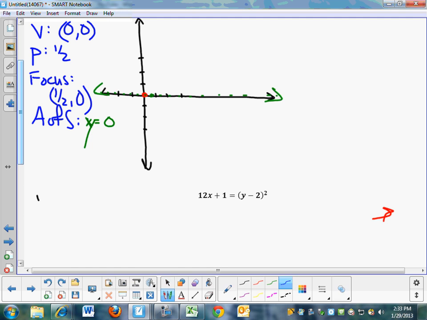Directrix. For the directrix, I go 1/2 a unit outside, so that'll be to the left. And I draw my dotted line. What's the equation for the directrix? X equals -1/2.